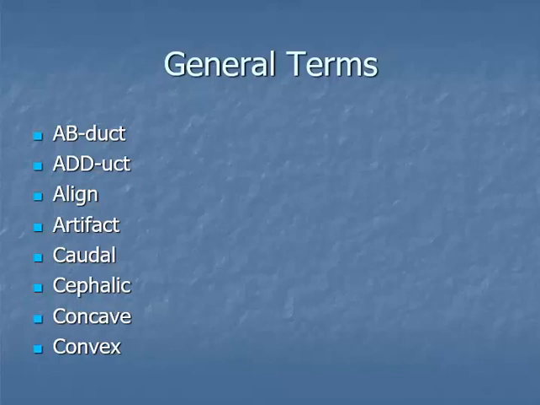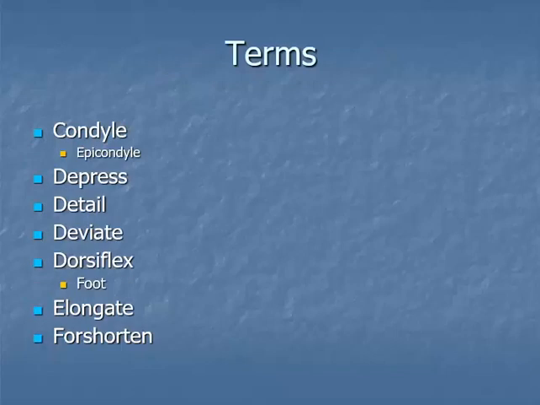But if it's on the image and it shouldn't be there, then that's an artifact. Caudal, cephalad, convex, concave, we should talk about in class. Condyle, as opposed to epicondyle. Remember, the condyles are your articular surfaces, as opposed to your epicondyles, which are above the condyle. And usually the condyle, being the articular surface, is not what we palpate. The epicondyle is usually what we palpate.